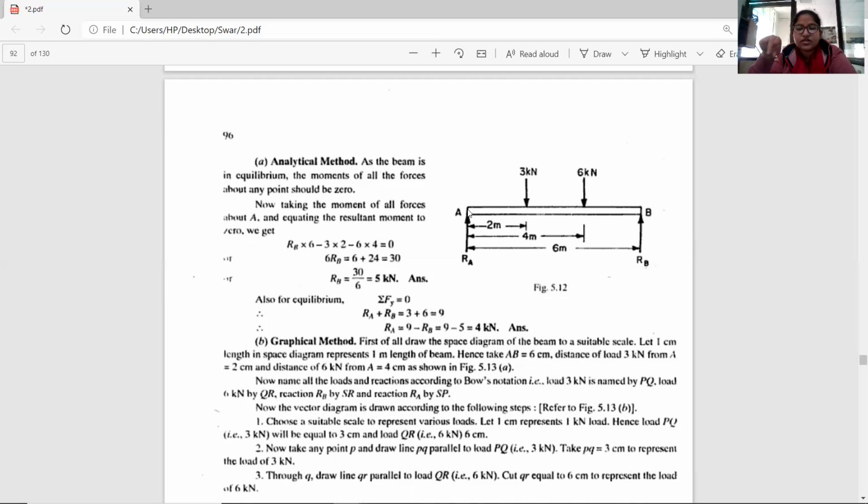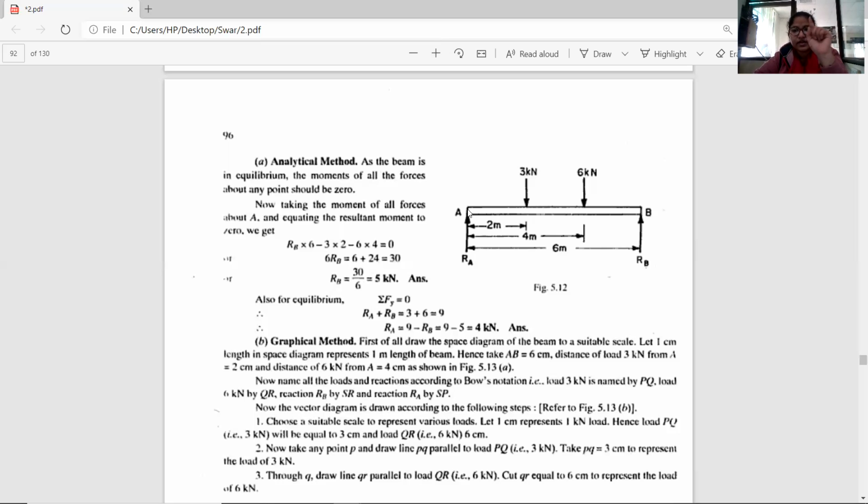The second equilibrium equation is that the sum of all my vertical forces is equal to 0. The third equation is that the sum of all my moments is equal to 0. If these three conditions are applied on a body, then my body is in an equilibrium condition. So we have to take it as a principle in this type of question, where we have to find out the reactions.